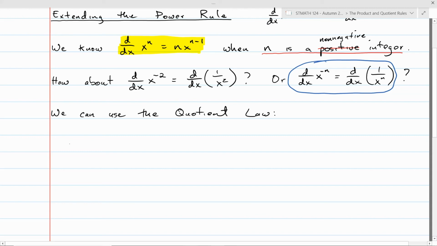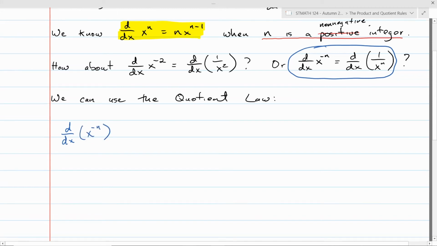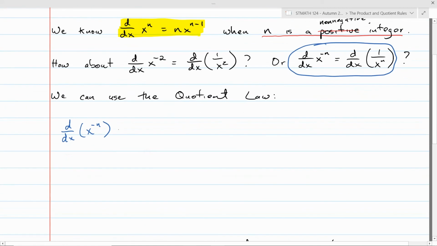So here's how it'll go. If I want to take the derivative of x to the negative n, where n is a non-negative integer, then I'm going to write that as, when you have a negative exponent, it just means you're doing the reciprocal, right? Well, I have the quotient rule now that tells me how to take the derivatives of fractions. And now that x to the n is in the denominator, we're talking about a positive power of x, right? So I can apply the quotient rule.